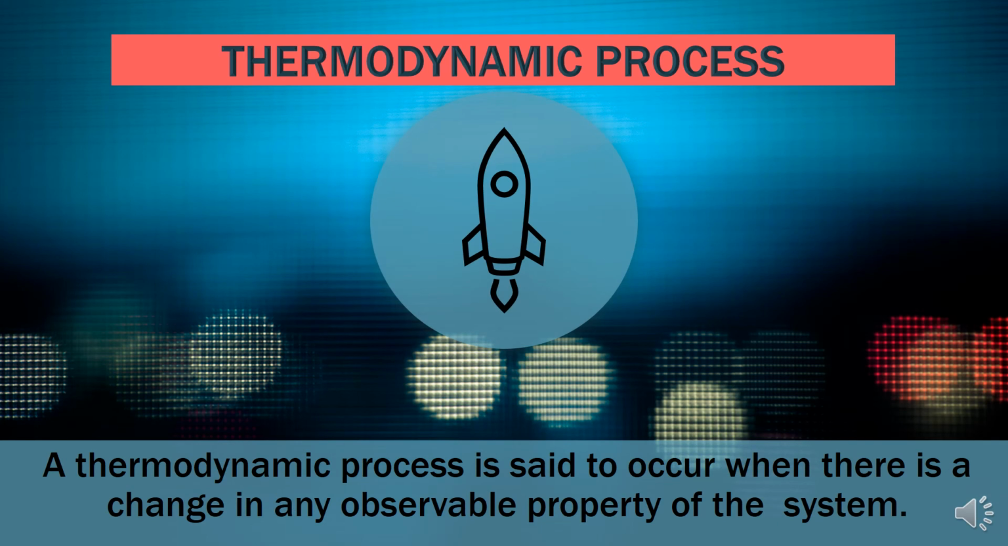Next is thermodynamic process. Actually, a thermodynamic process is said to occur when a system changes from one state to another state, or you can say when you observe a change in any of these observable properties of the system which we have discussed. If temperature, pressure, volume, enthalpy, entropy, if any of these observable properties of a system changes, then a thermodynamic process is said to occur.